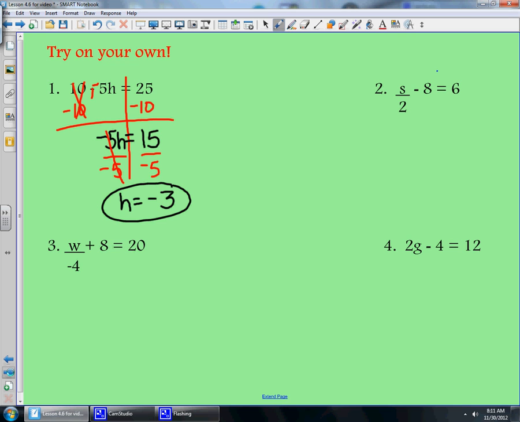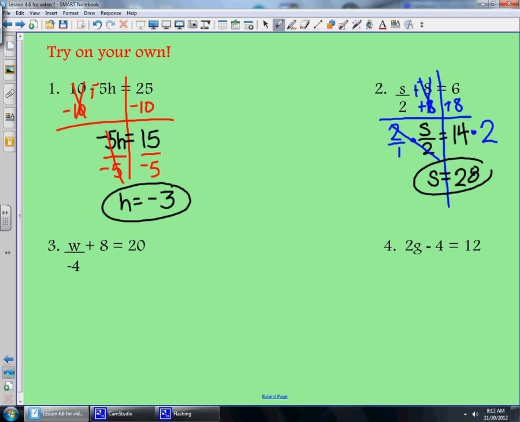Let's look at number 2. So we draw our line down, change subtraction to add the opposite, so plus negative 8. We will add the opposite of negative 8, so positive 8 to each side. Negative 8 and positive 8 is 0. So we have s divided by 2 equals 6 plus 8 is 14. We're going to multiply by the number that's dividing the variable. So we're going to multiply by 2. Those cancel out. Multiply this by 2. So s is equal to 28.